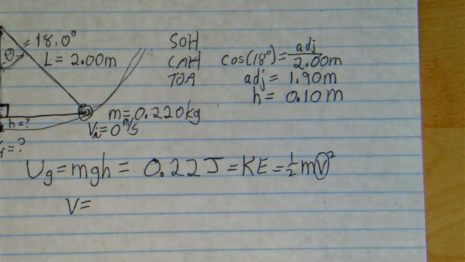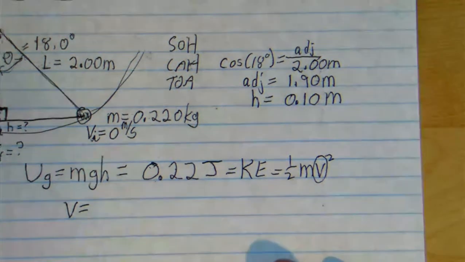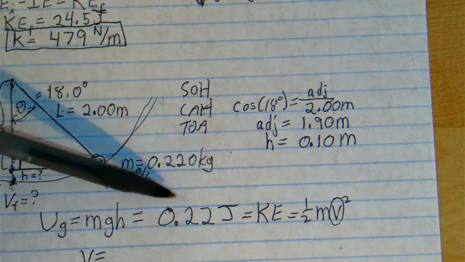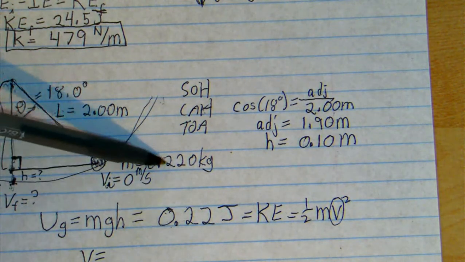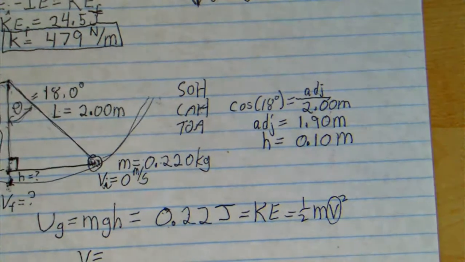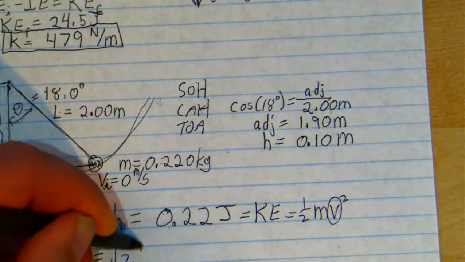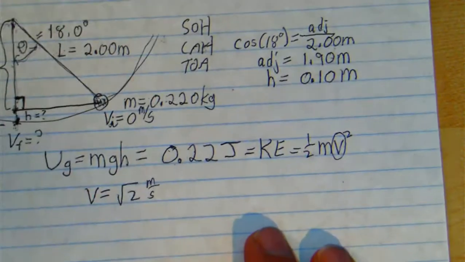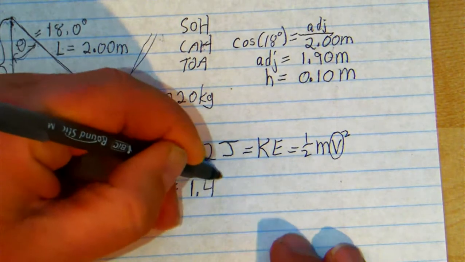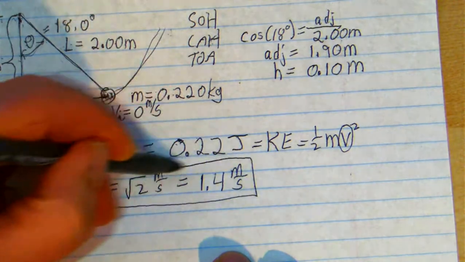Calculate, please. Okay, so by completely random coincidence, the 0.22 joules is the same number as 0.22 kilograms. So the kinetic energy divided by the mass cancel, and we're taking the square root of 2 as the speed at the bottom of the swing, and in decimal form, that is 1.4 meters per second. That is the answer to this problem.